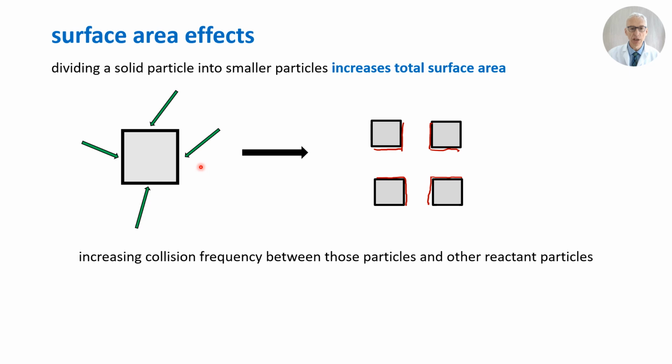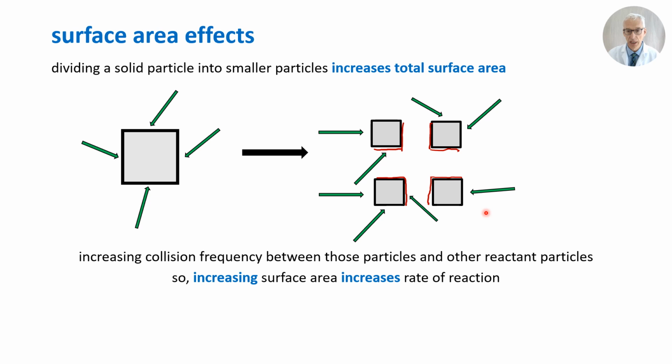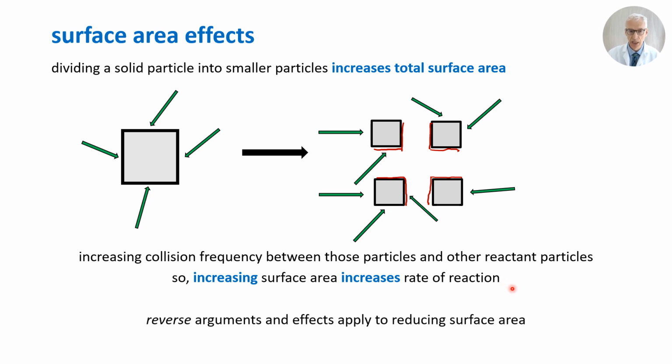Therefore, if we compare the surface area available for collision between the particle and other reactant particles, well, then we can see that there's a much greater surface area available for collision with other reactant particles if we divide into smaller particles and increase the total surface area. So if there are more collisions between reactants per second, then increasing the surface area also increases the rate of reaction. Of course, the reverse argument applies if you reduce surface area in one way or another.